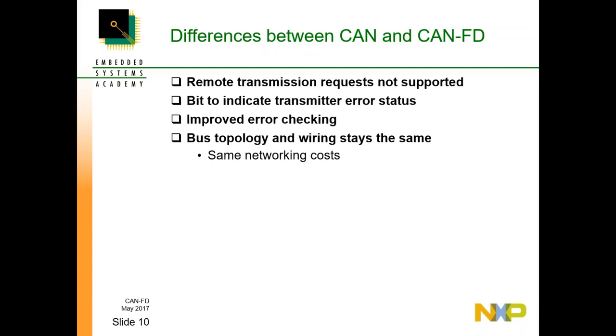leading to an increase in robustness and reliability. At the lowest level, the wiring used, which is typically twisted pair, and the topology can remain the same. For higher bit rates, the topology of the network may need to be adjusted, for example, shortening cable lengths and changing termination values. However, the physical layer remains familiar to current CAN users. This means that CAN-FD networking has the same infrastructure costs as regular CAN.